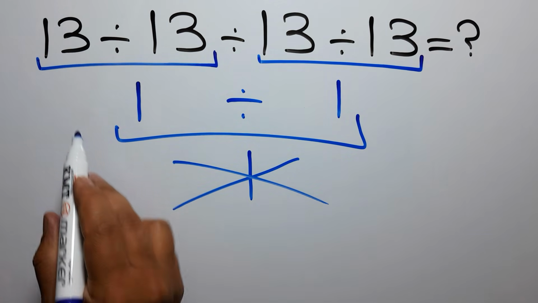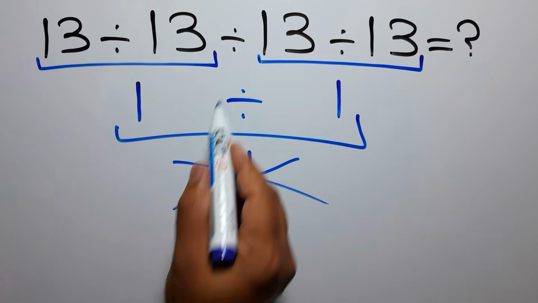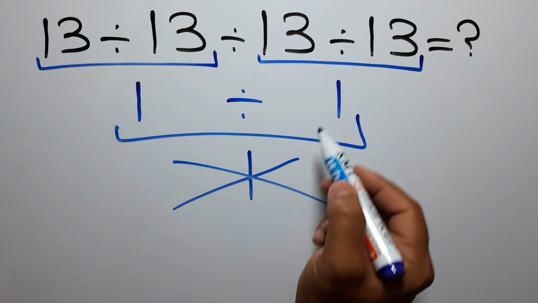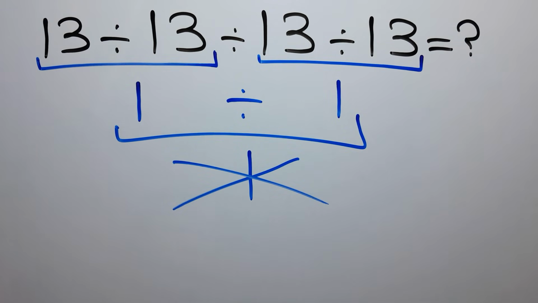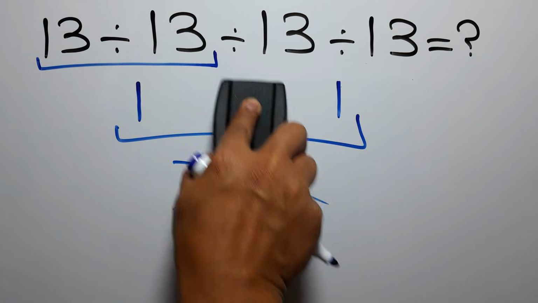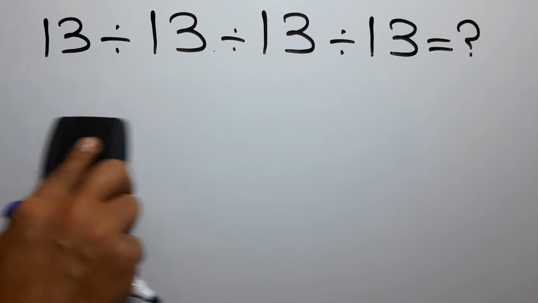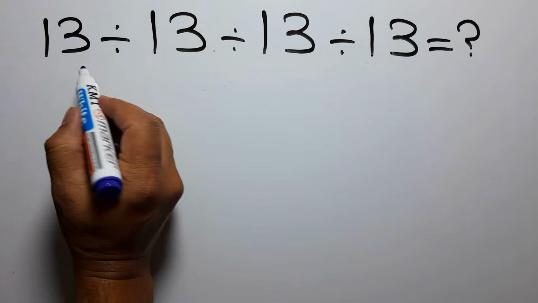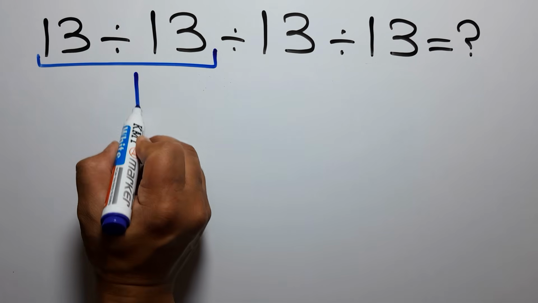in an expression, we have to work from left to right. So here, first we have to do this division, then this division, and finally this division. If we do this division before this division, it is wrong. So first we have to do this division. 13 divided by 13 gives us 1.